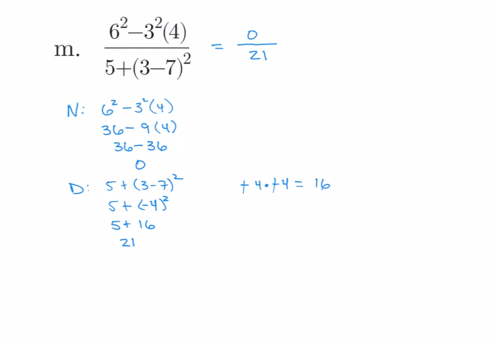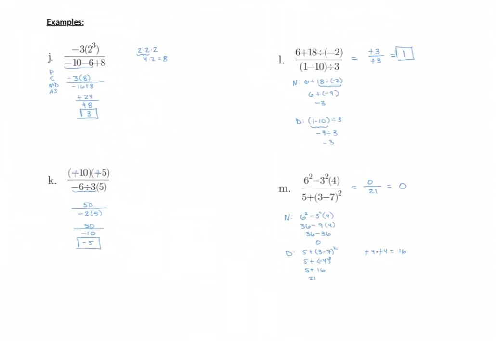So we get 0 over 21. We do need to simplify this. Our 0 is on the top. That is allowed. And so this is actually equal to 0. Remember that it's only when the 0 is on the bottom that we have issues. Okay. All right, so that takes care of B.5.